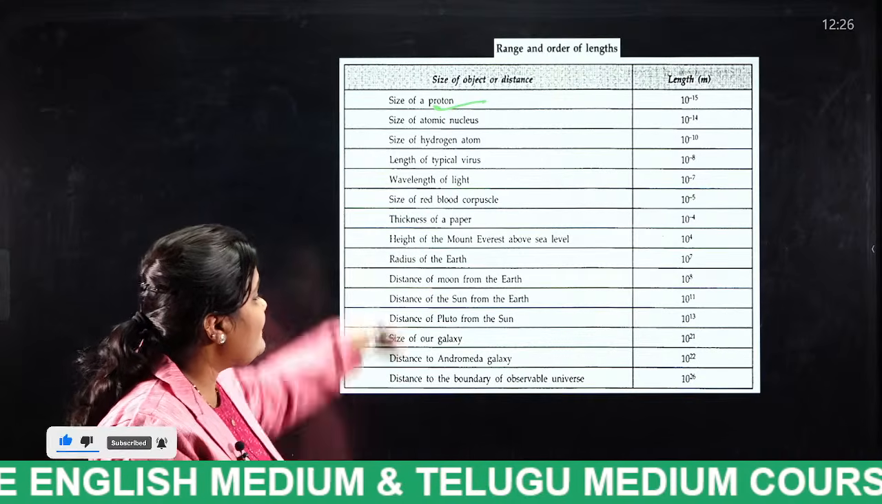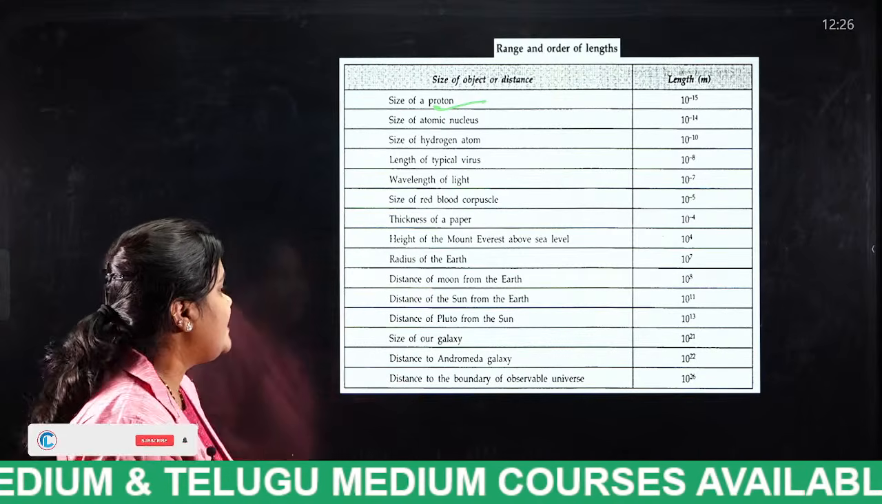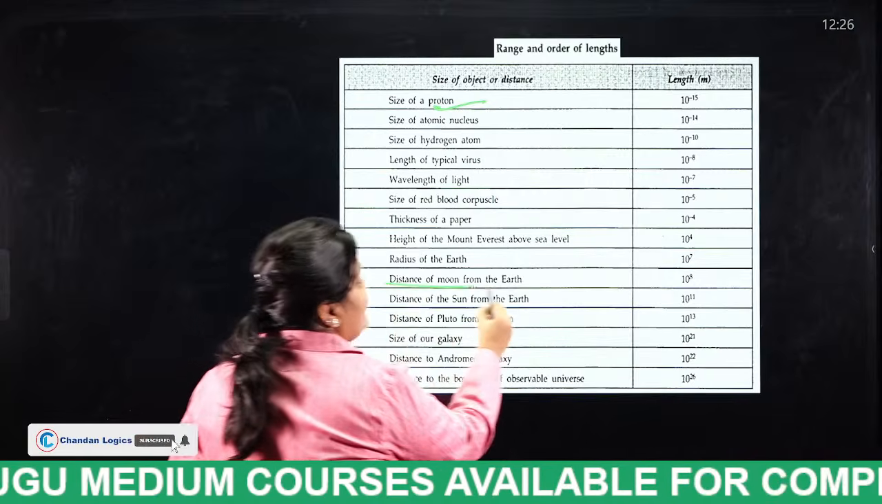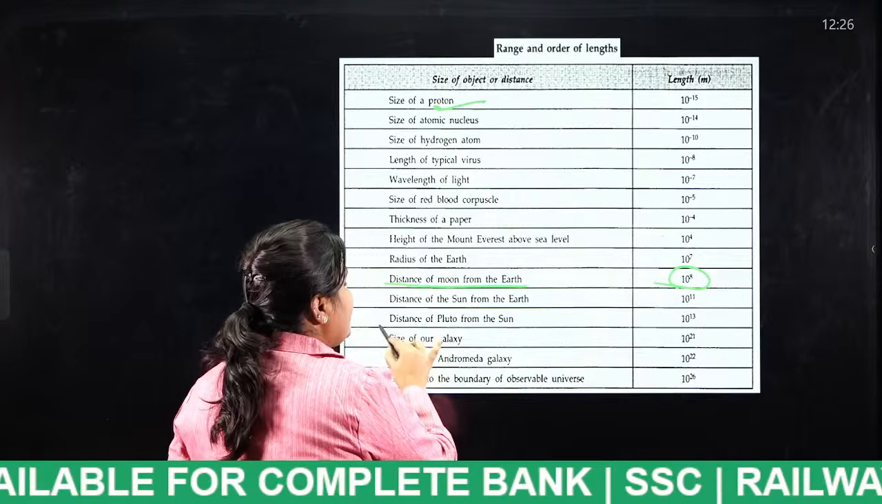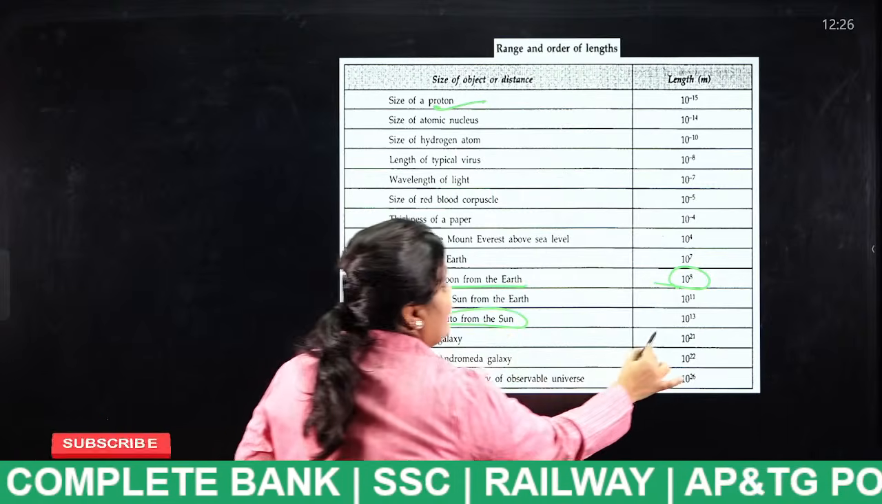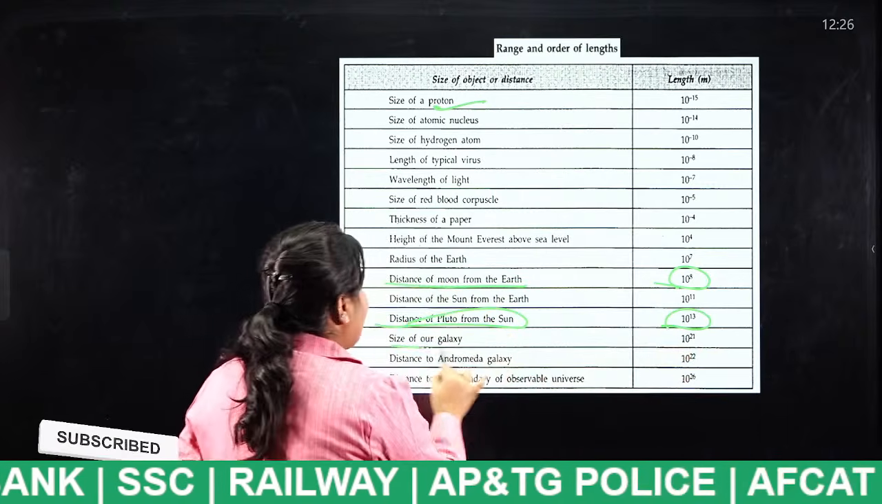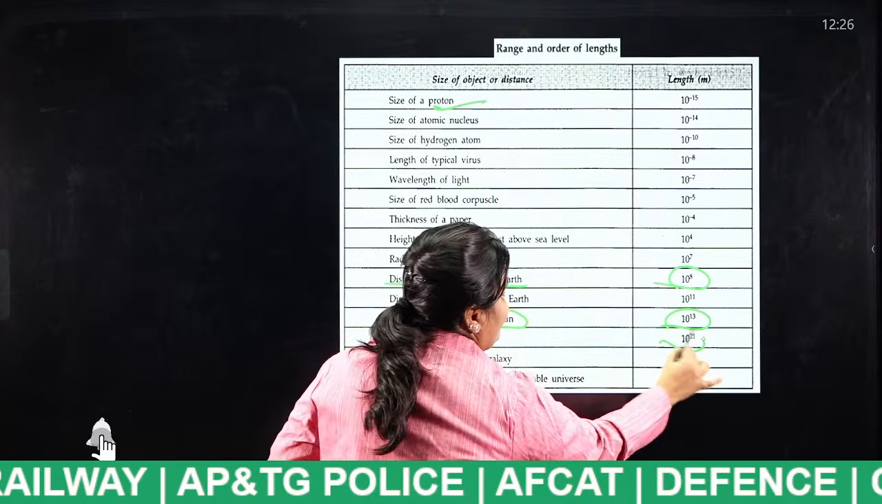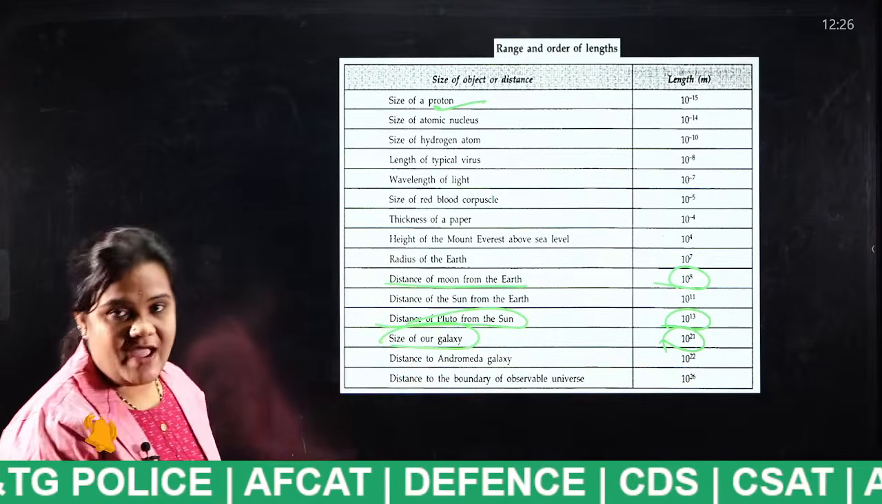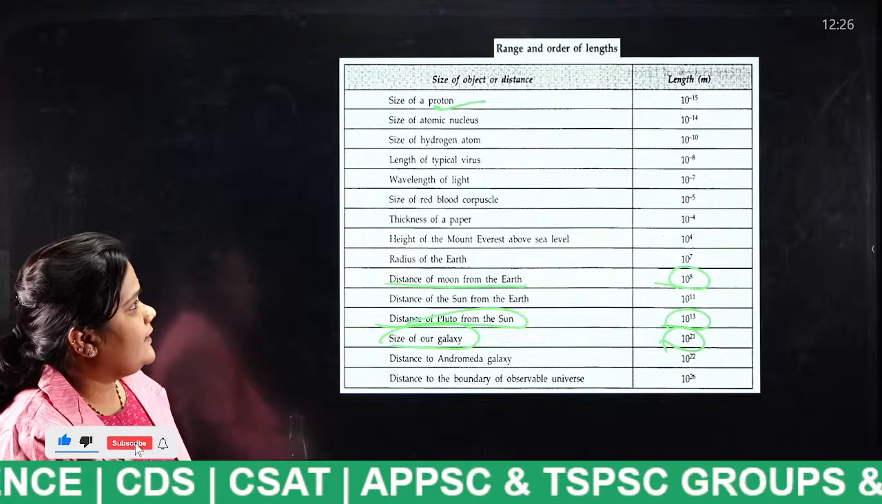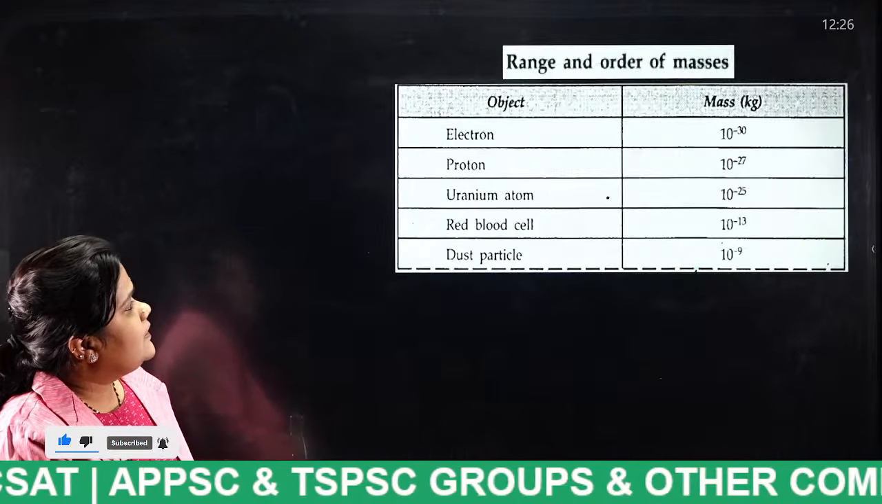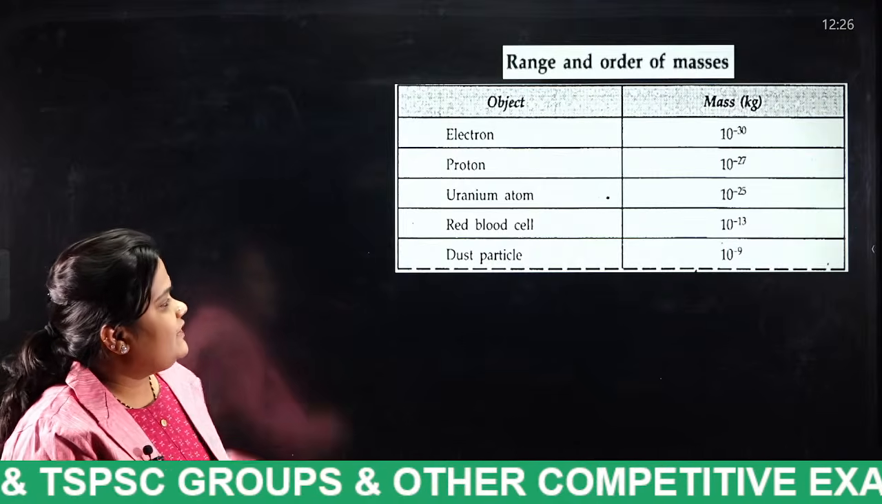In a similar way, make a screenshot of it, students. Distance of the moon from the earth will be 10 power 8 in length. Distance of Pluto from the sun is 10 power 13. Size of our galaxy will be 10 power 21. So these are the standard values. Make a screenshot of it. Next. Make a screenshot of this also.